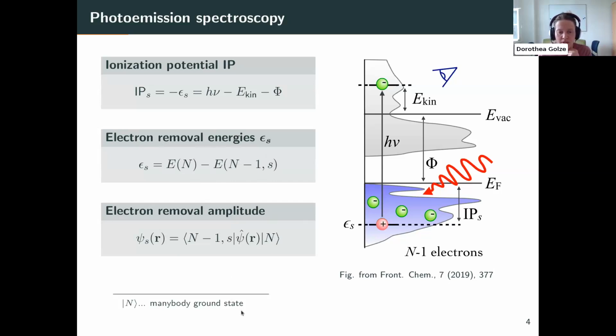What is the ground state ket? That's the many-body ground state. And this is the annihilation operator that removes an electron from that many-body ground state. You can write this down in an analogous fashion for the electron affinities. So for the inverse process, inverse photoemission, I refer you here to this review, if you also want to have a look at this.